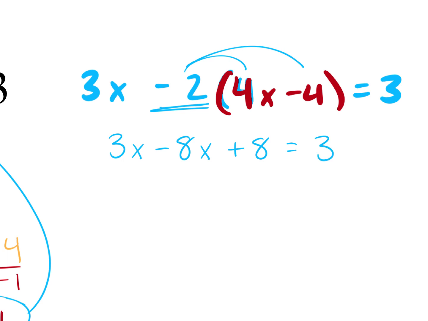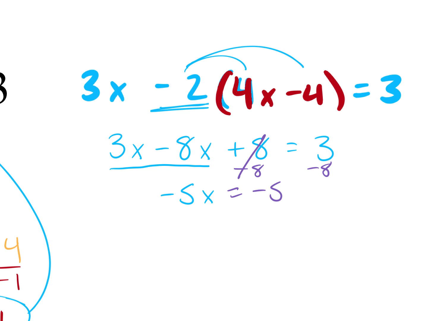What would I do next? Combine like terms. So it's 3x minus 8x. Negative 5x. What else can I do? Subtract the 8 and move that to the other side. So we want our numbers on one side, the variable on the other. What's 3 minus 8? Negative 5.